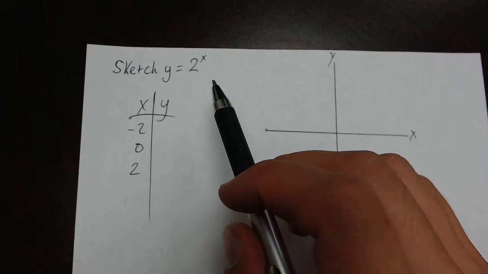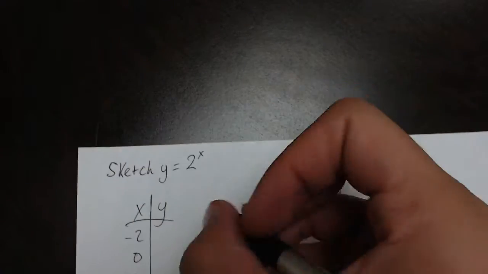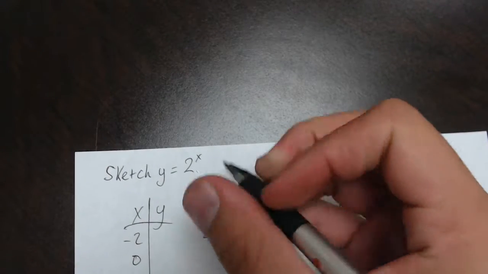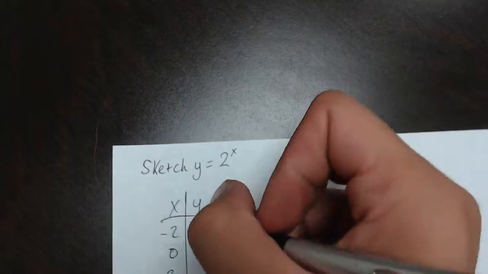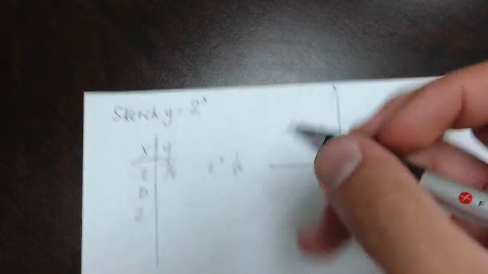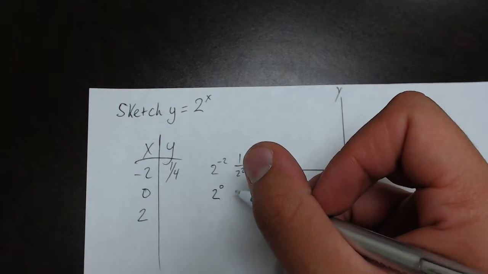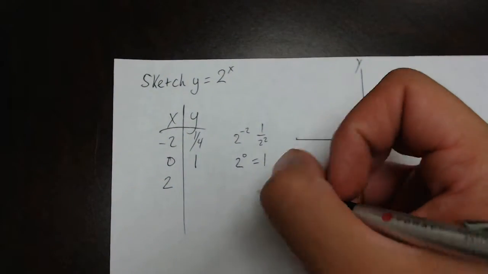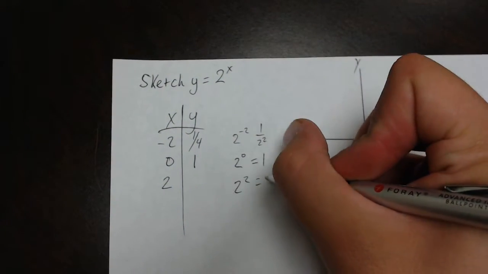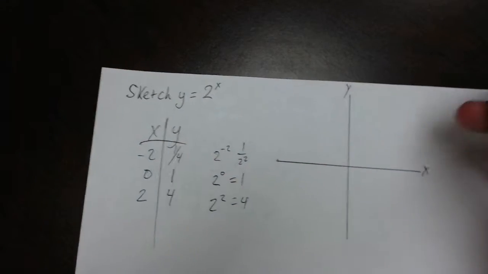So with the graph of 2 to the exponent of x, if x is negative 2, well, then I've got 2 to the power of negative 2, which means that it's going to equal 1 over 2 squared, which is 1 over 4, so y is 1 over 4. x is 0, 2 to the power of 0. Well, what does that equal? 1. So then y equals 1. x is 2. So if I've got 2 squared, well, that's just going to equal 4. All right, so y equals 4. That's pretty straightforward. Well, let's see what this gets us.